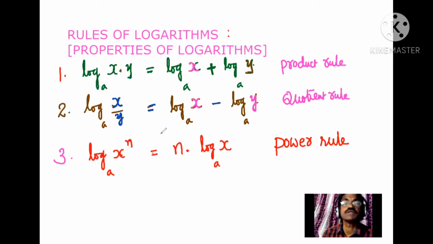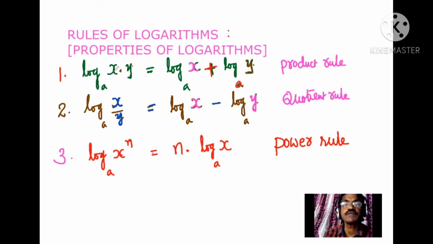In this class, we shall learn rules of logarithms or properties of logarithms. There are three rules of logarithms. First one is product rule, second one is quotient rule, and third one is power rule. What is product rule? Logarithm of x into y, base a, is equal to logarithm of x base a plus logarithm of y base a.